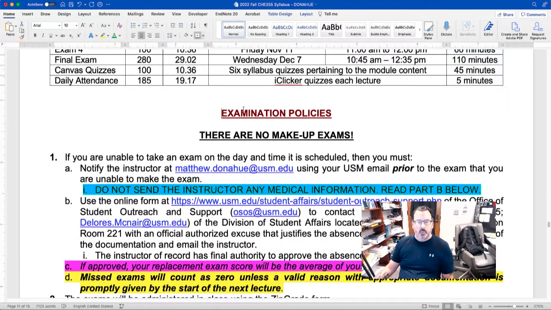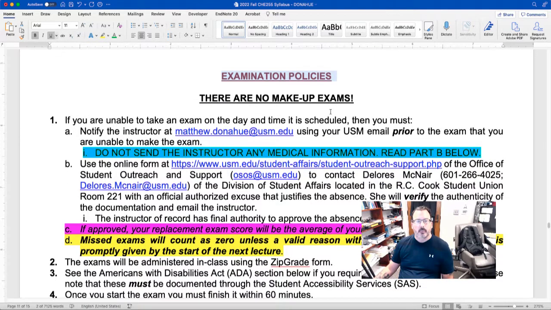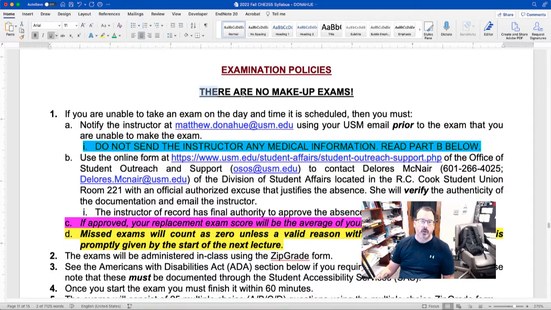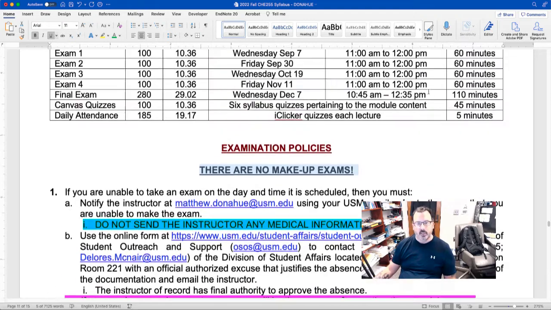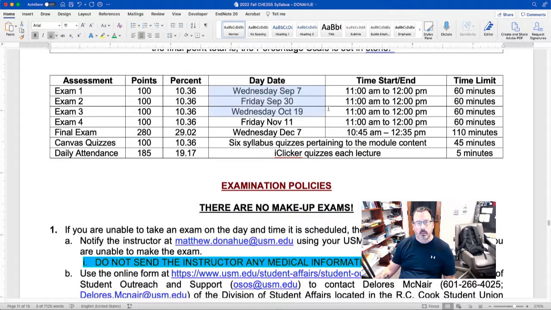So examination policies, you can read through this. The main thing is there are no makeup exams. You cannot take the exam early and you cannot take it late. The dates are scheduled here. So these are the dates. Mark them down in your calendars. Make sure that you're preparing for them. Make sure you don't forget about them. So set some calendar alerts.